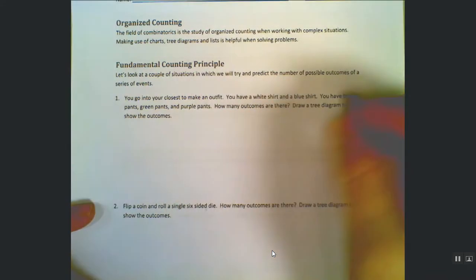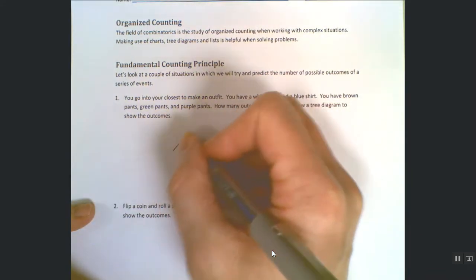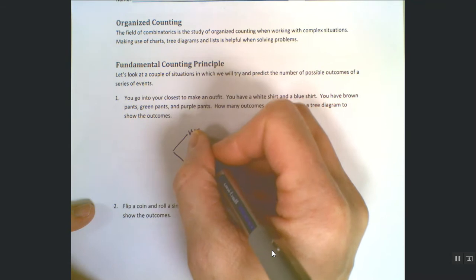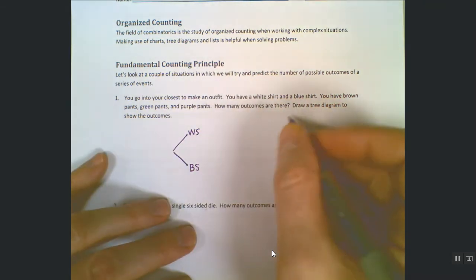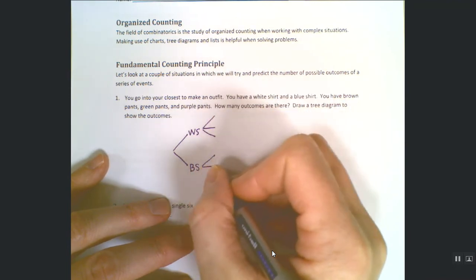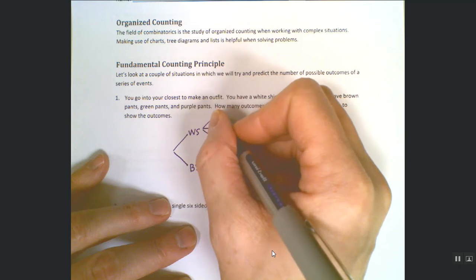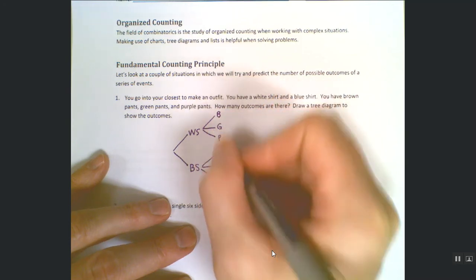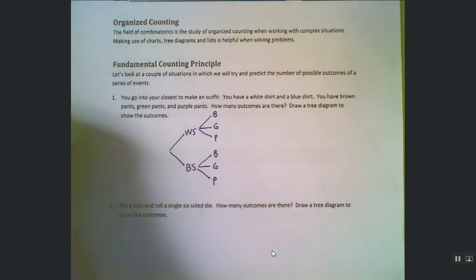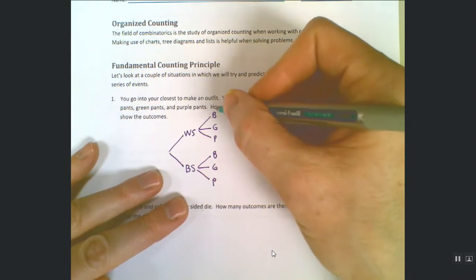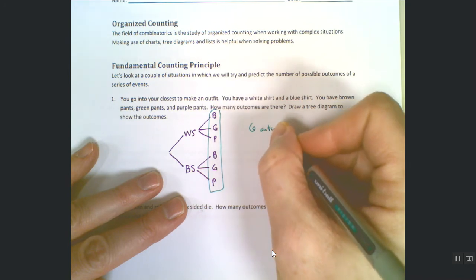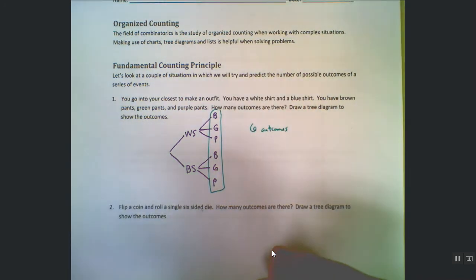The first option you have when you reach in is to grab a white shirt or a blue shirt. So I'll call it white shirt, blue shirt, like this. Next, you have an option for 3 different pairs of pants. You can have brown, green, or purple. Now if you look at the number of possible outcomes here, there are 6 outcomes that you could have. Again, we've sort of already looked at this before.